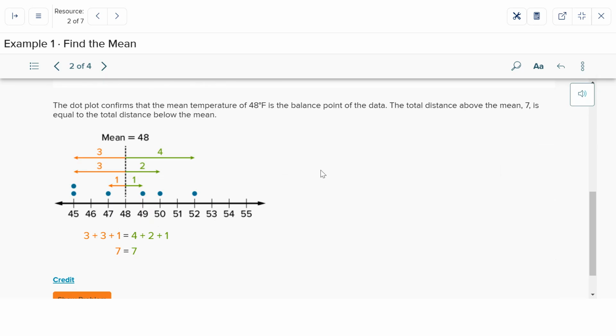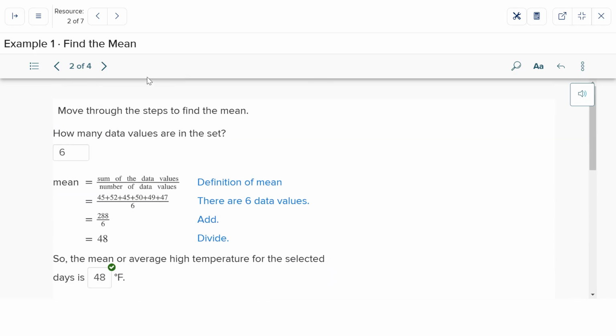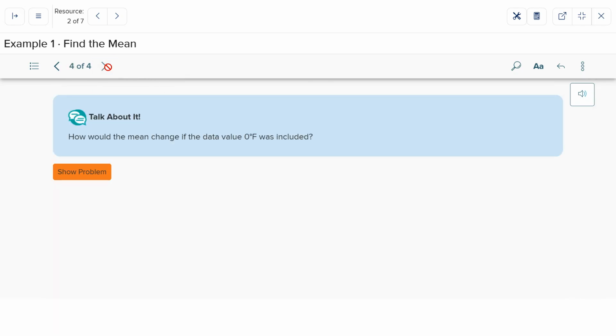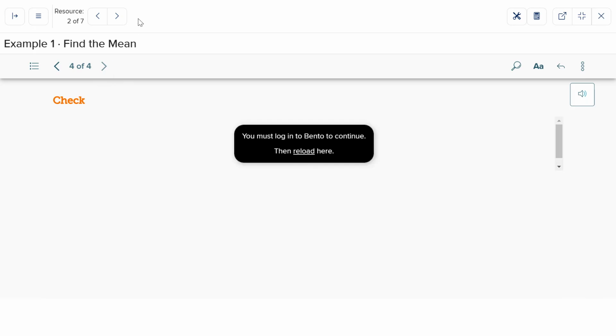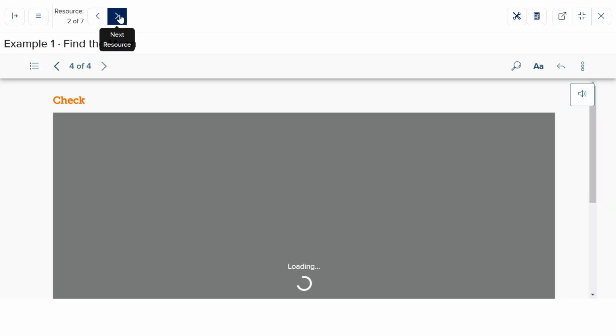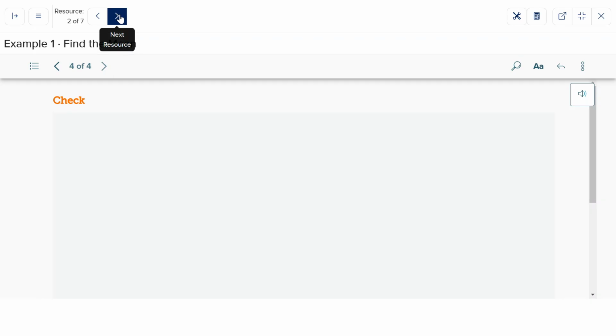Okay, so the dot plot confirms that the mean temperature is 48. So you can test this out if you plot these all on a dot plot, and then you count the distance between the mean and each point. You should have equal numbers on both sides. So we have 7 on each side in this case. So that's just one way to confirm. All right, you try it, and then we're going to explore how to do this kind of the opposite way.